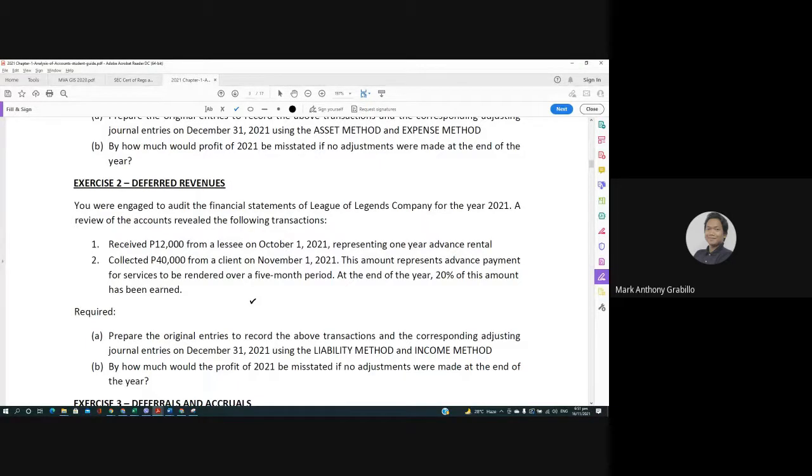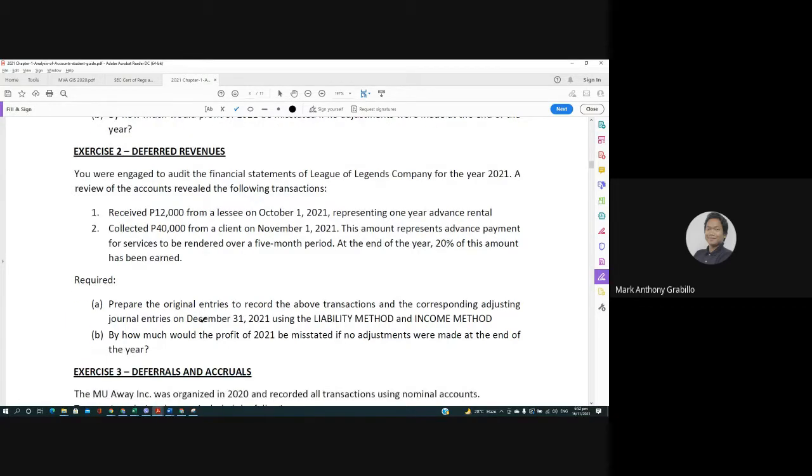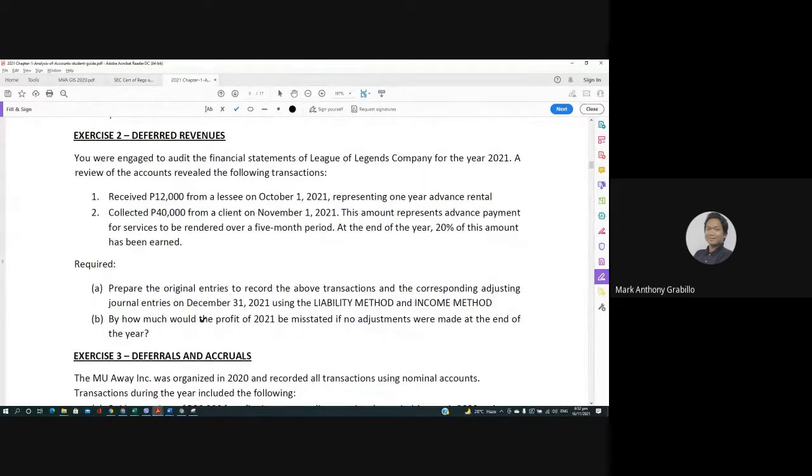Number one, received 12,000 pesos from a lessee on October 1, 2021, representing 1 year advance rental. Number two, collected 40,000 from a client on November 1, 2021. This amount represents advance payment for services to be rendered over a 5-month period. At the end of the year, 20% of this amount has been earned. So anong requirement? Prepare the original journal entries to record the above transactions and the corresponding adjusting entries on December 31, 2021 using the liability method and income method.